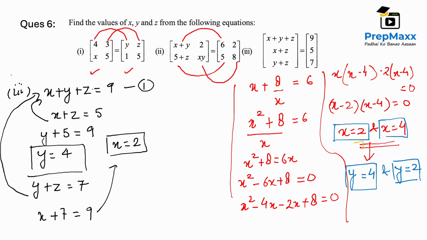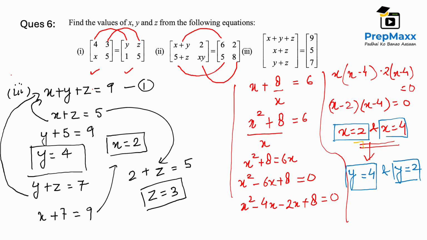So what is going to be z now? So x plus z is 5, x is 2. So I can use this here. x is 2, z is going to be z only, and that is 5. So z is going to be equal to 3. So these are the three values of x, y and z. Like x is 2, y is 4 and z is equal to 3.